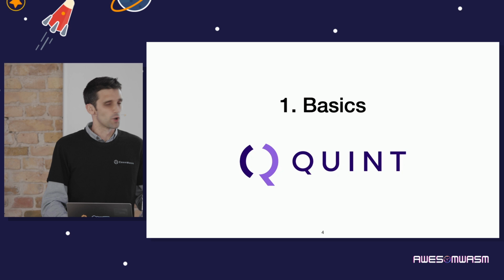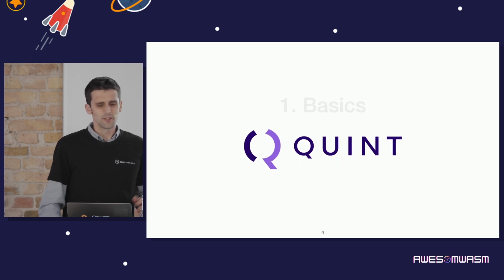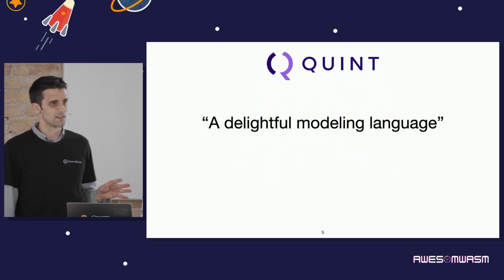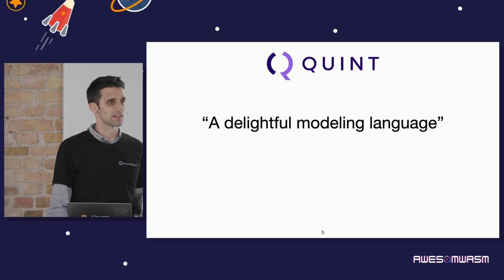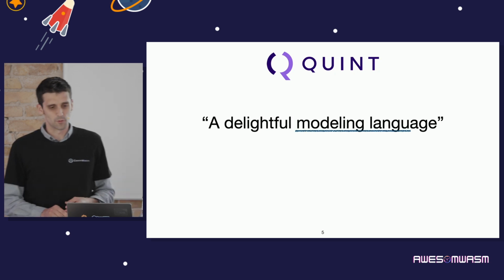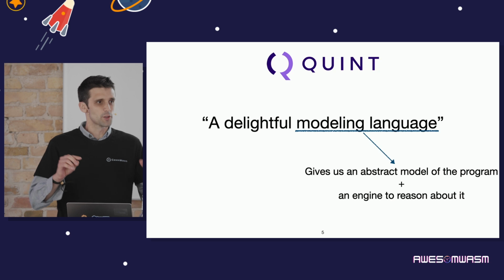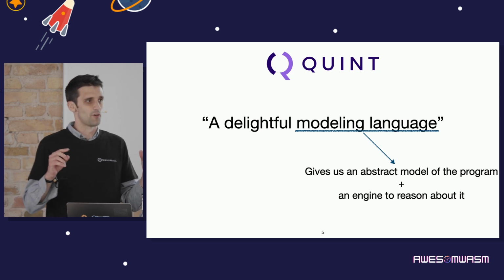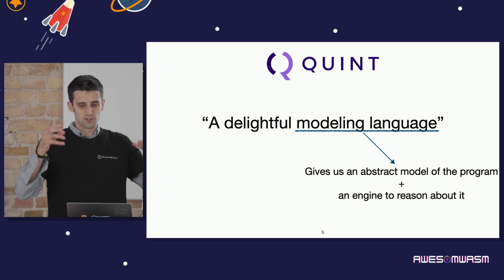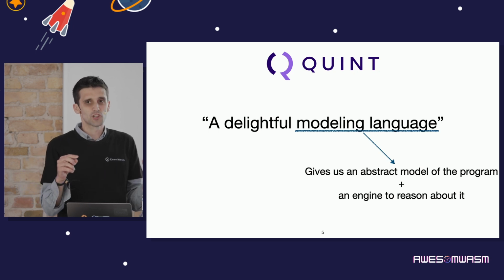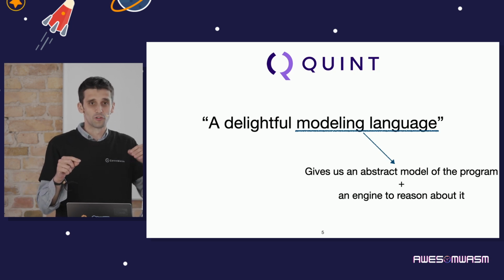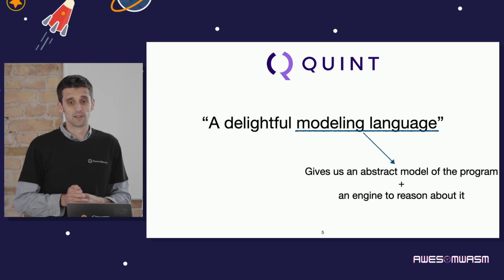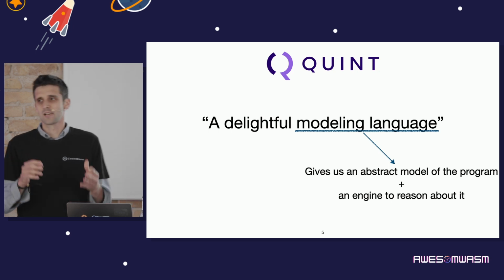Let's start with what Quint is and how it works. I use this somewhat weird and non-technical term, a delightful modeling language. So what is a modeling language? It is a way to capture essential properties of our program, but on a more abstract level. And then a modeling language comes with an engine to reason about and prove properties of the model.